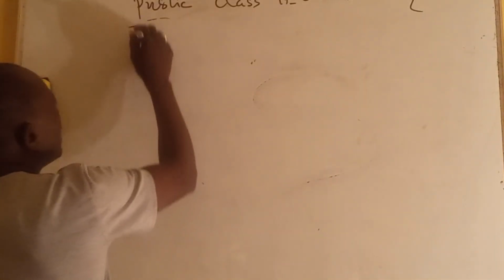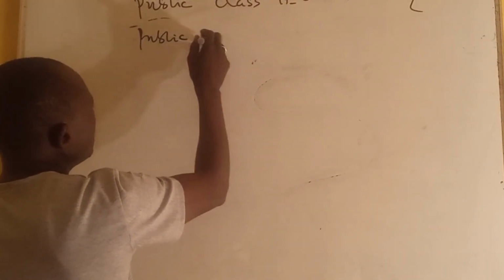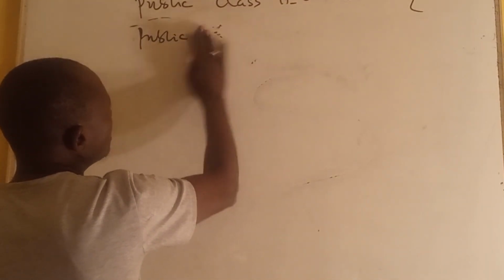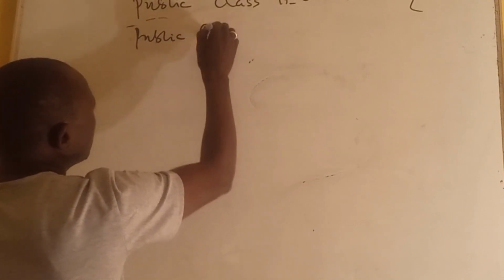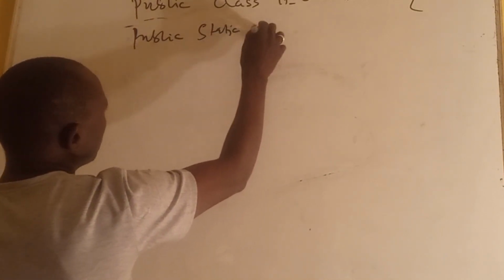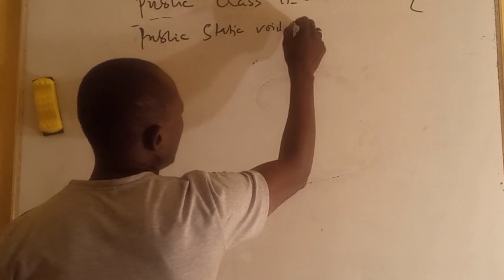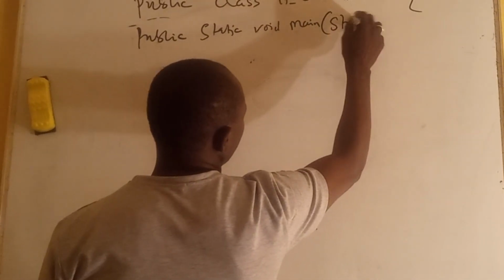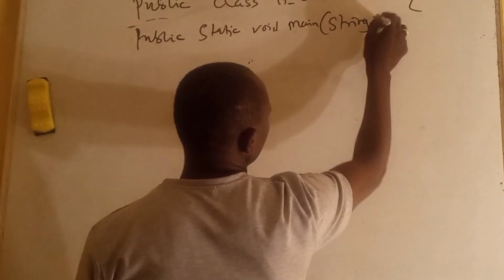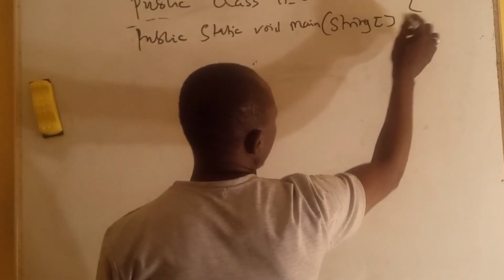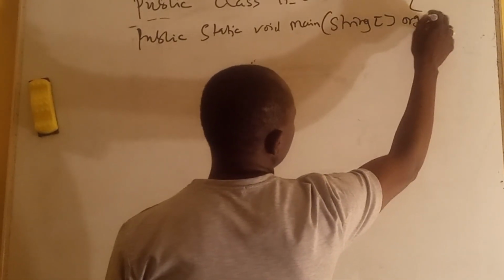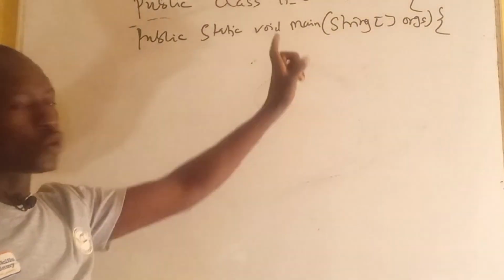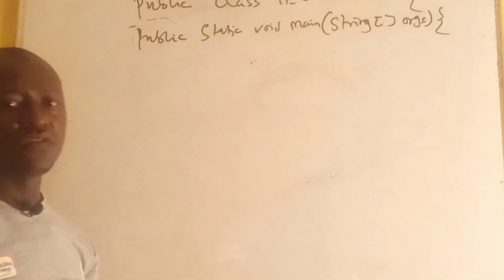So our public main, public static void main, String, this is a square bracket, please, args. Are you together? So now, this is the entry behavior.